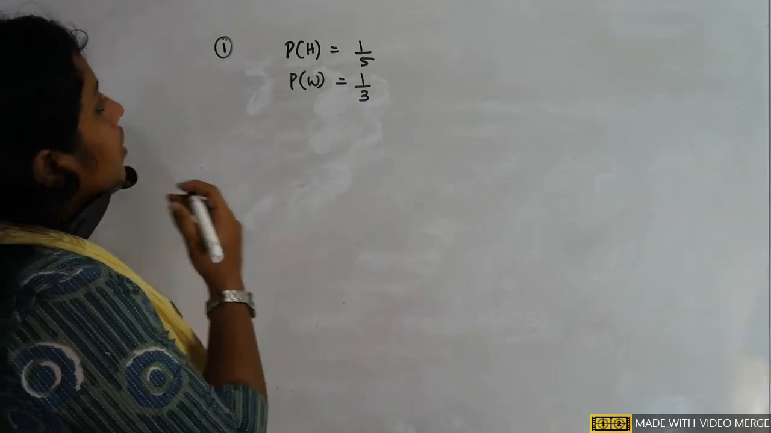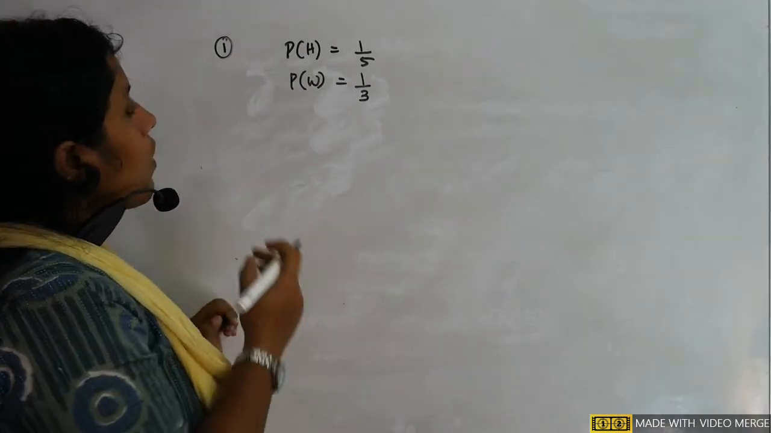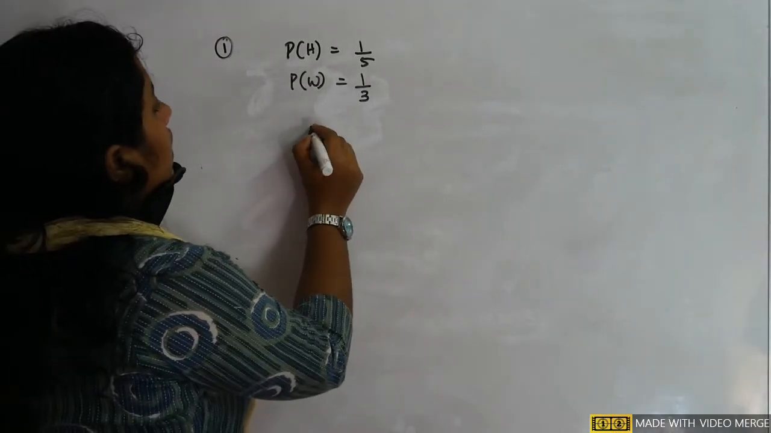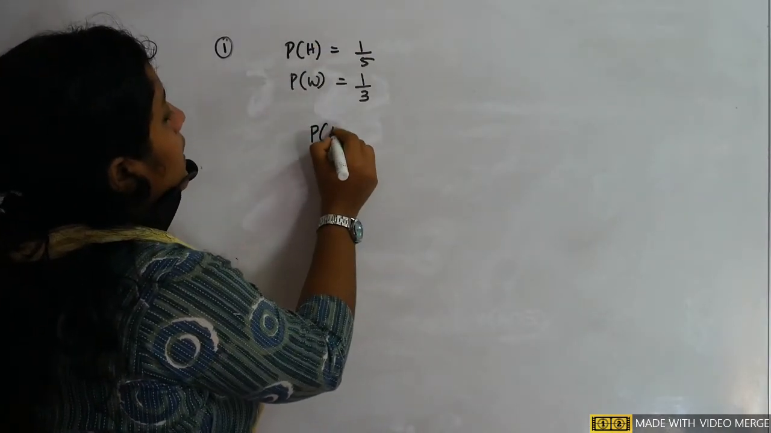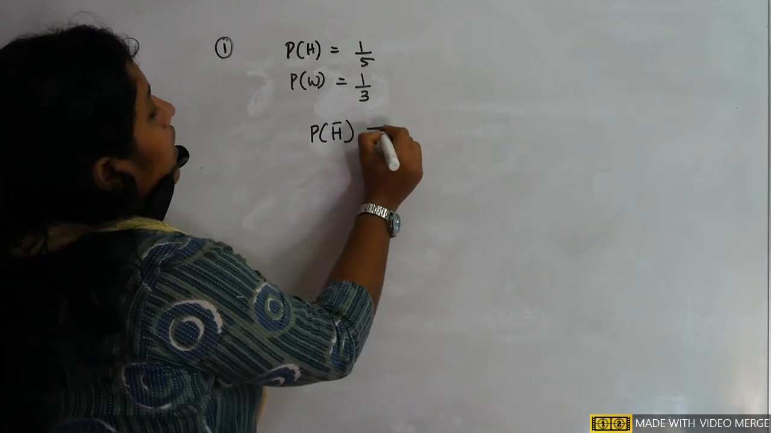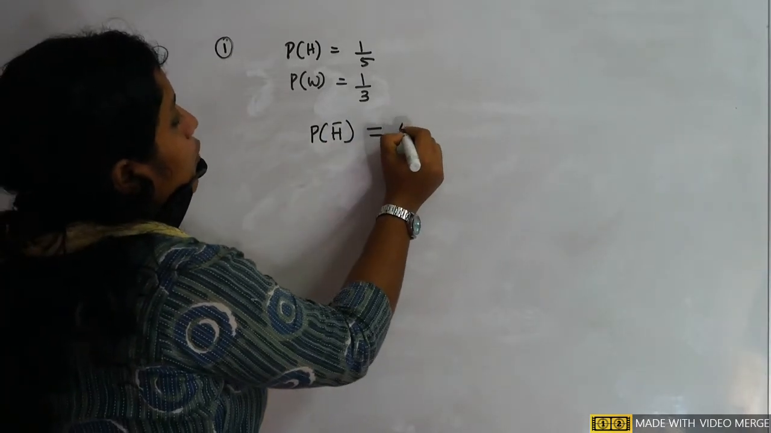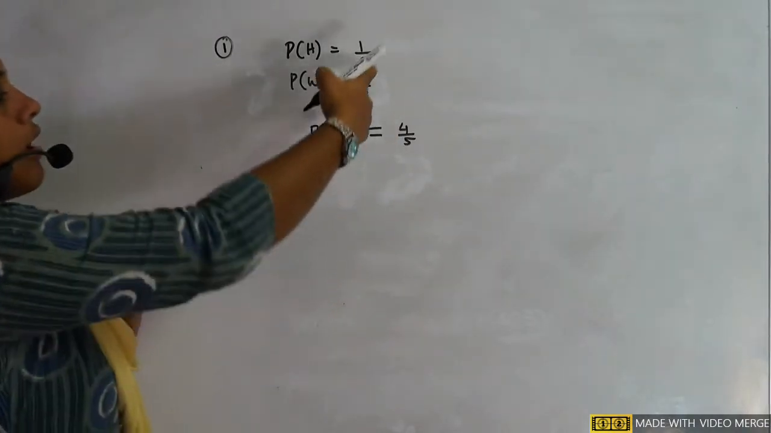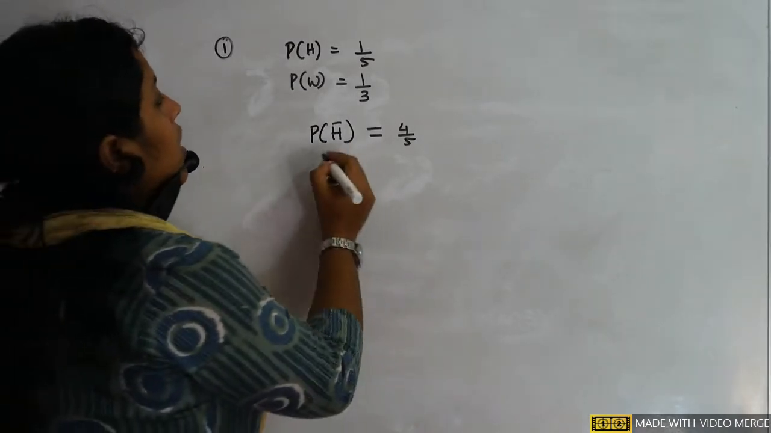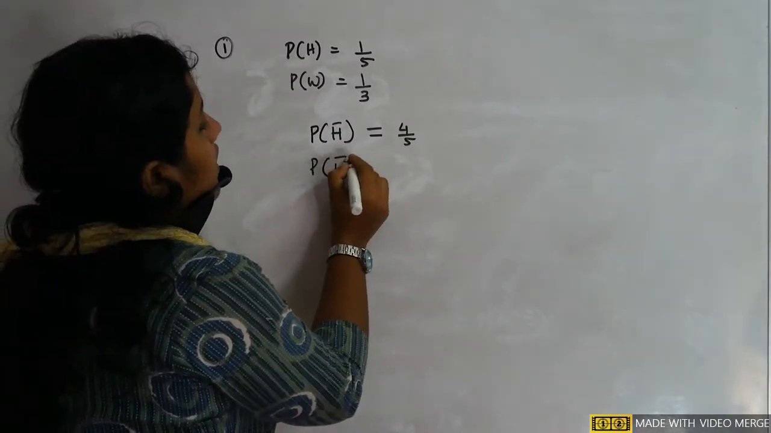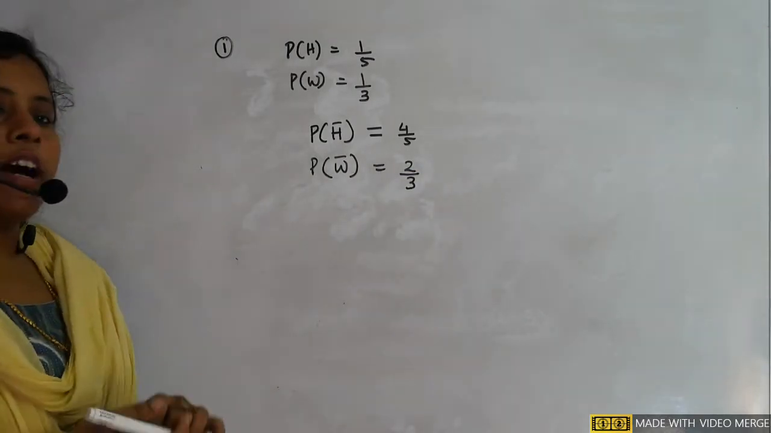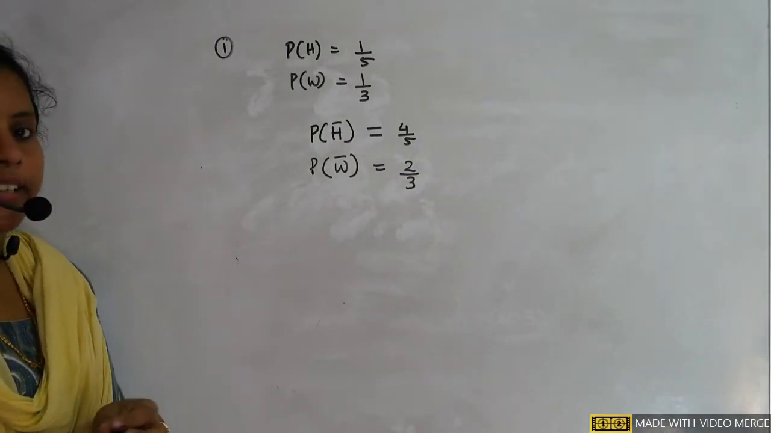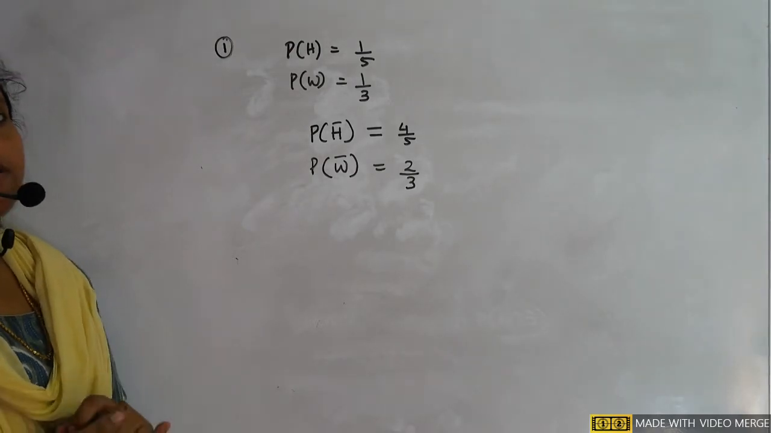See, in this situation, what is the probability that the husband is not getting selected? That is equal to 4 by 5, right? Because 1 by 5, remaining 4 by 5. What is the probability that the wife is not selected? It is 2 by 3. So if the husband is getting selected, the wife is not getting selected. If the wife is getting selected, the husband is not getting selected.